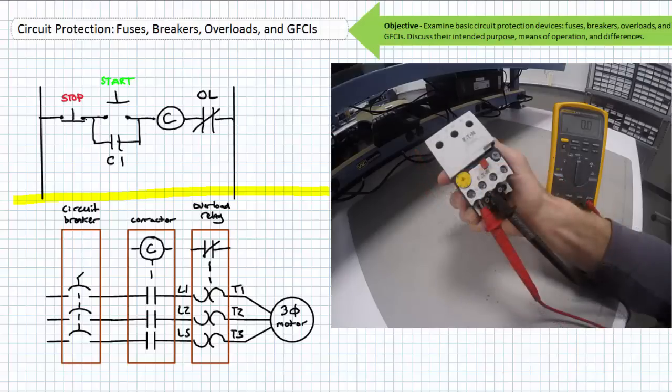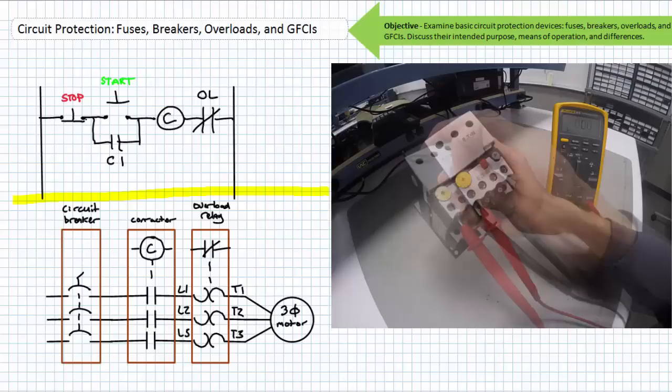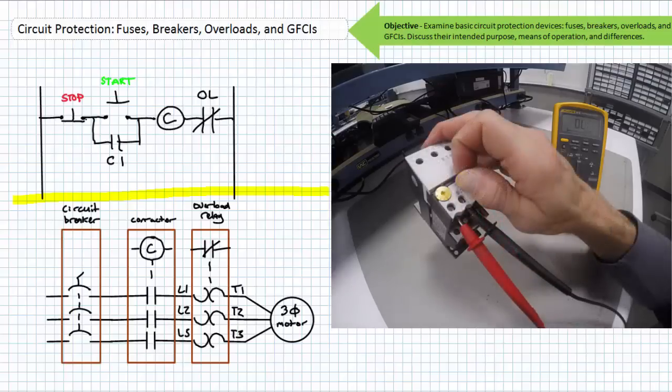If, however, I move my ohm meter to the auxiliary contact, this is where we find the indication of an overload. When the overload is not triggered, this normally closed auxiliary contact from 95 to 96 is closed. When I manually trigger this overload relay, this auxiliary contact opens. This is the interaction point with the control system that indicates it's time to open the contactor.